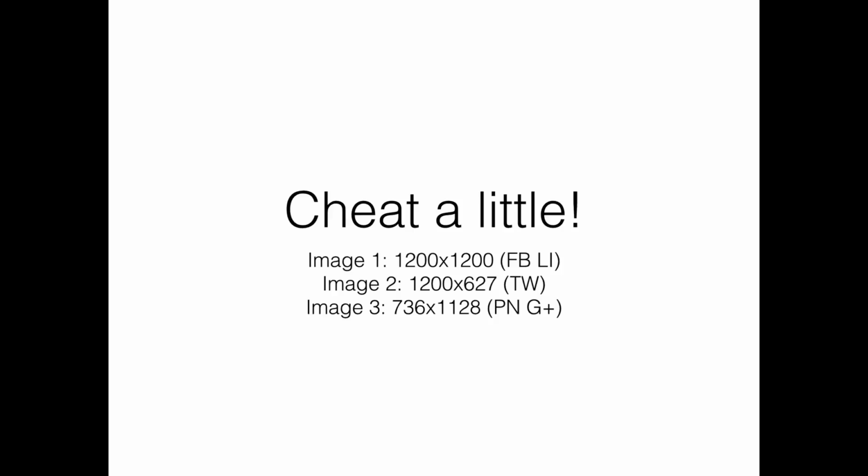So here's how you cheat a little. Let's say you want to have one image and you want to share it over multiple networks. So you're going to create 3 versions of that image. You're going to create a square image that's 1200 by 1200, and you can use that on Facebook and LinkedIn. You're going to create a horizontal image that's 1200 by 627, and that you're going to use on Twitter. And then you're going to use a third image that is a little bit different in dimension, kind of flipped around a little, and that's going to be for Pinterest and Google+. So there are 3 image sizes that you can do.